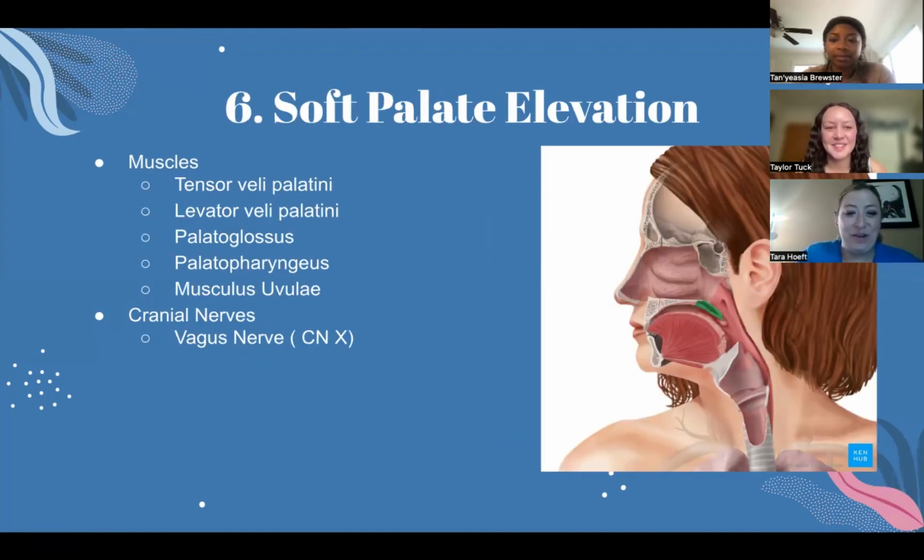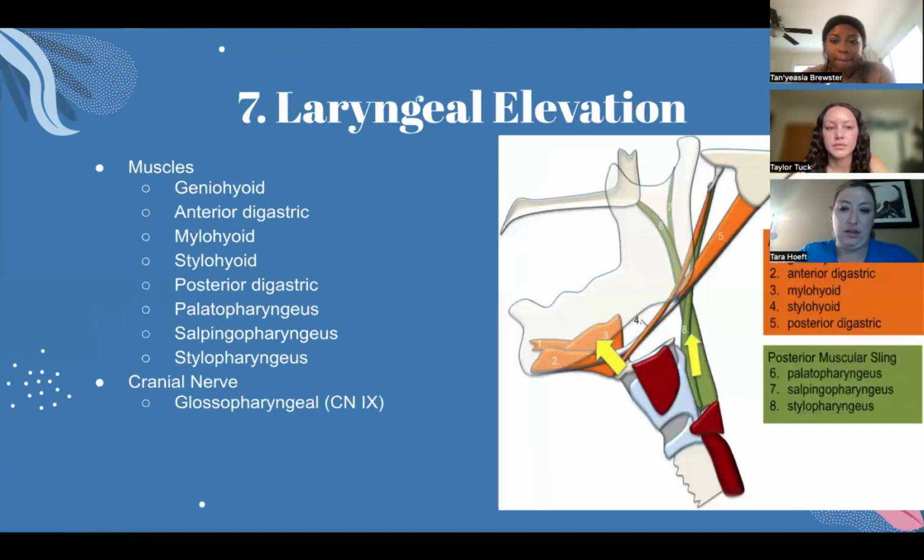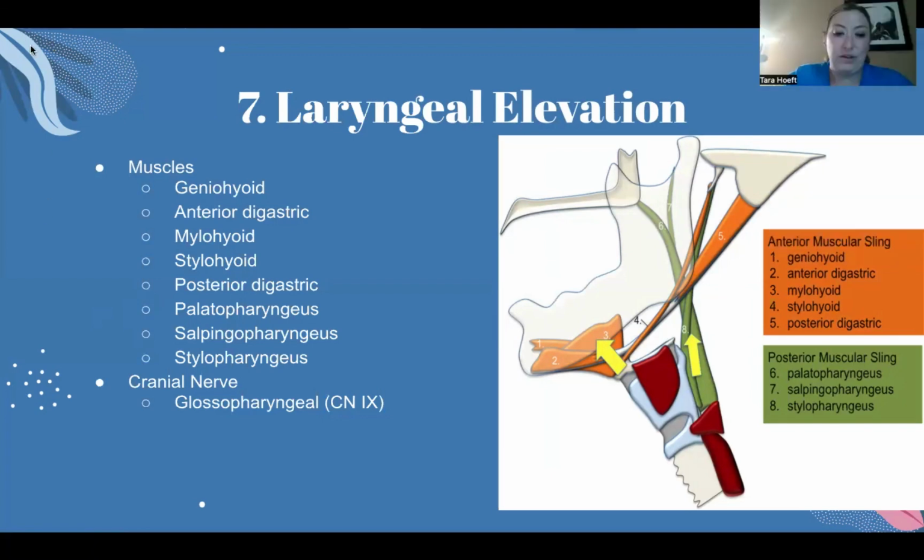There are five main muscles of soft palate elevation, and the muscles are all innervated by the pharyngeal branch of the vagus nerve. Laryngeal elevation is a vital mechanism in protecting the airway during swallowing. During this phase, the pharynx moves the bolus, and the laryngeal vestibule closes in order to complete the swallowing process.